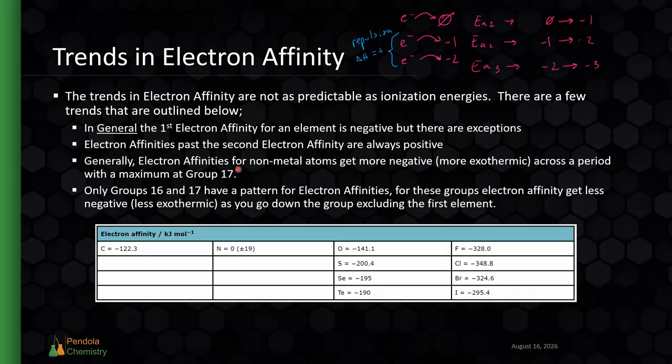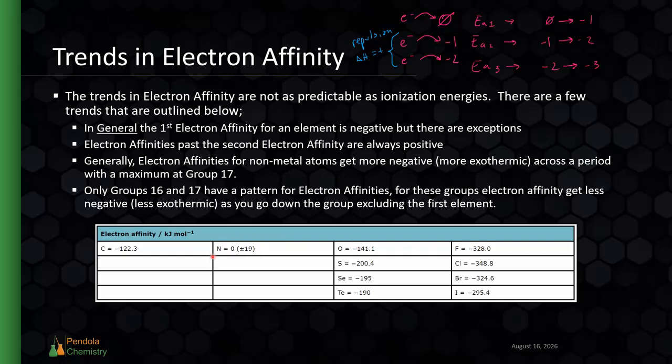Now, general electron affinity for non-metal atoms like chlorine, fluorine, bromine, etc., that you see here, is going to be more negative or more exothermic across a period with a maximum of group 17. So we can see that here. If we go across this first period right here: -122, 0, -141, -328.